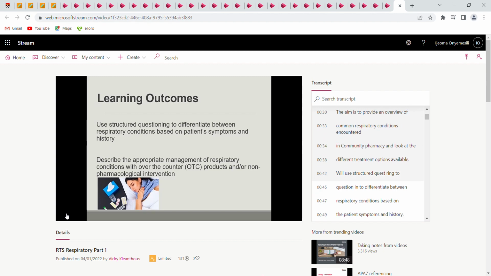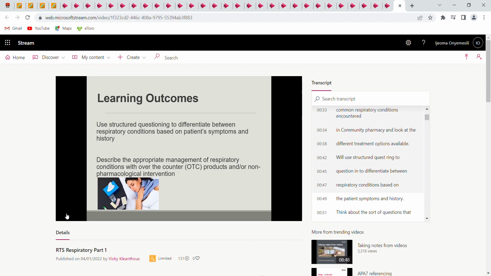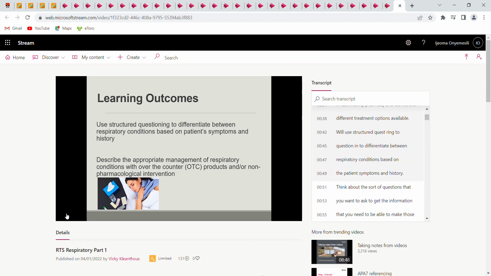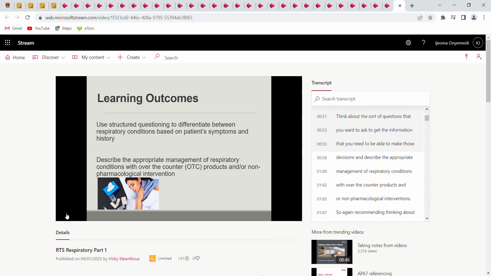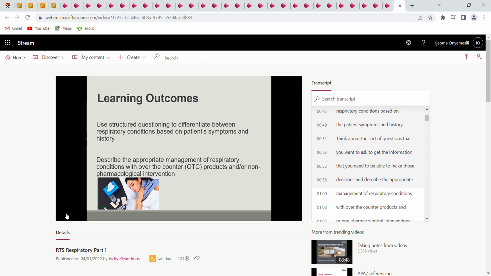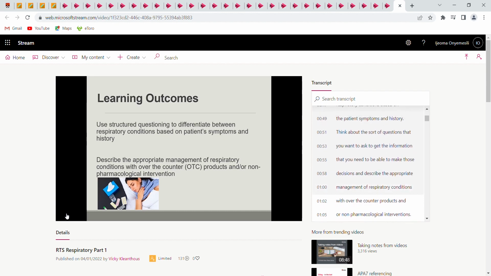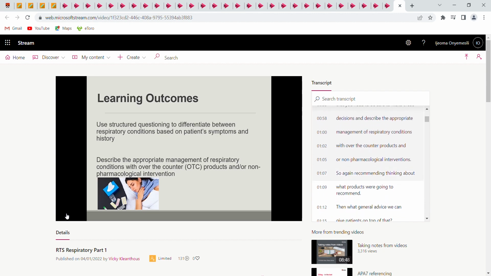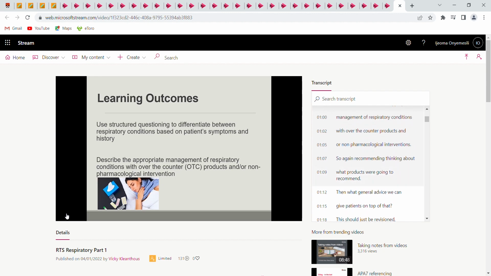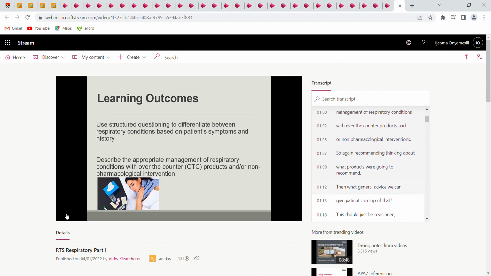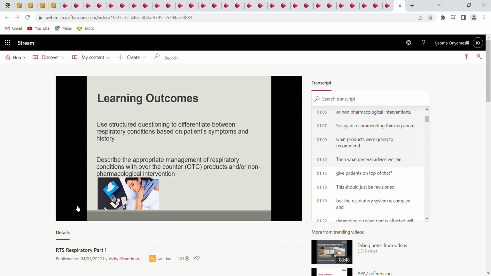We'll use structured questioning to differentiate between respiratory conditions based on the patient's symptoms and history. Think about the sort of questions that you want to ask to get the information that you need to be able to make those decisions. And describe the appropriate management of respiratory conditions with over-the-counter products and or non-pharmacological interventions. So again, thinking about what products we're going to recommend and what general advice we can give patients on top of that.